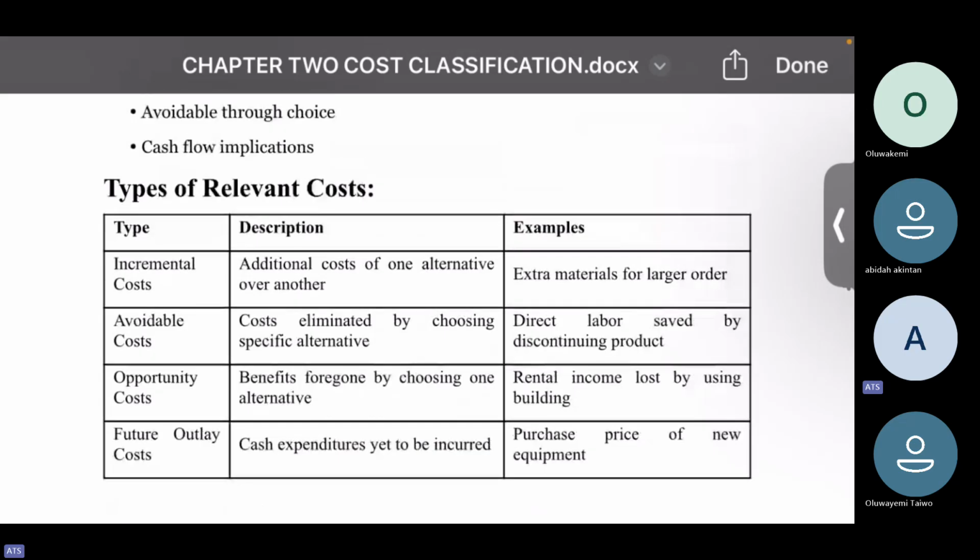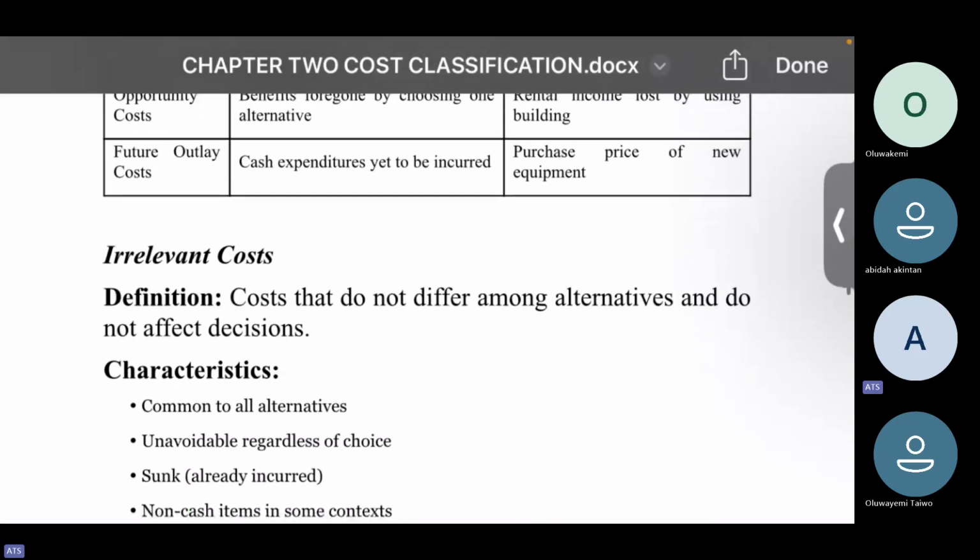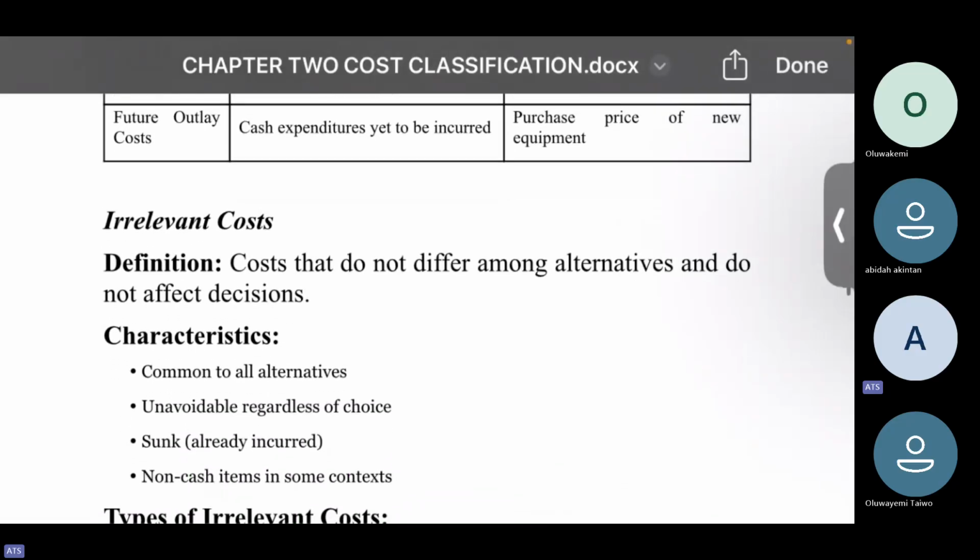After explaining irrelevant costs, I'm going to give a very short scenario, and we'll try to determine the relevant costs that are necessary to identify. Now, irrelevant costs, the opposite of relevant, do not differ among alternatives, and they do not affect decision making. What I mean is this: whatever you decide to do, you've already spent it or you will spend it.